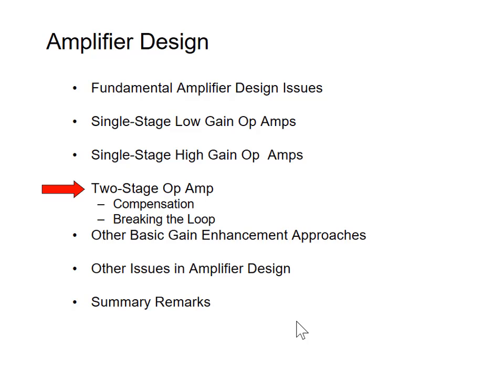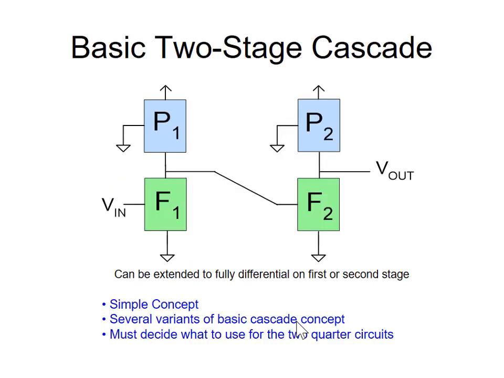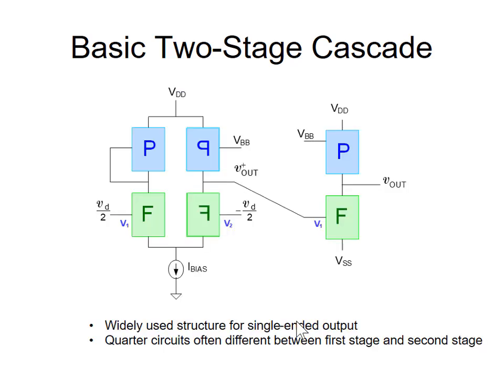So let's continue our discussion on two-stage op amps. So here's kind of a picture of a two-stage op amp. It's a really simple concept. And building a two-stage amplifier pretty much involves determining what's in F1 and P1 and F2 and P2. This is for single-ended inputs and single-ended outputs, or differential input followed by a single-ended output. This is a common architecture.